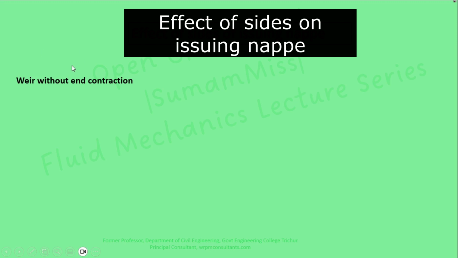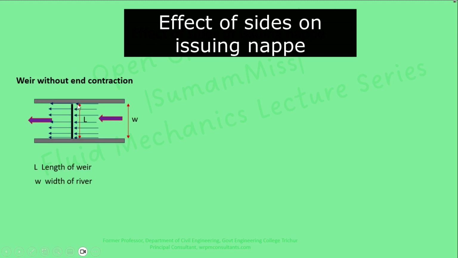So first of all, we will discuss the weir without end contraction. The figure shows a weir which is constructed across the river width. In this case, the width of the river and length of the weir are both the same. So when the flow approaches, it flows over the entire length of the weir. So this type of weir is called weir without end contraction.